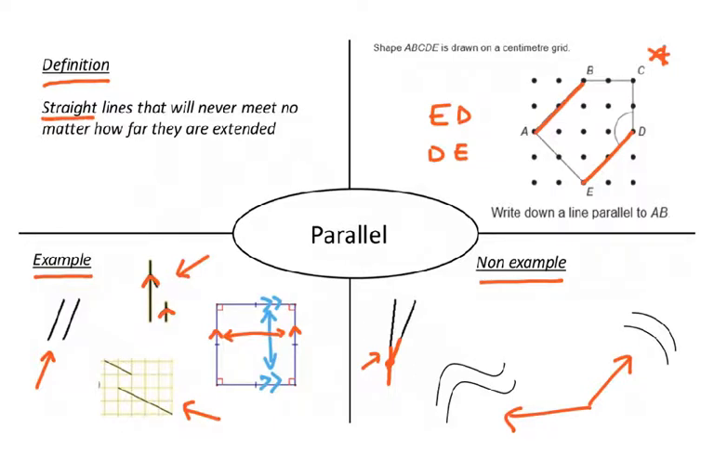The lines have to be straight. These two are curved lines, so they're not classed as parallel, because parallel only applies to straight lines. So, parallel lines are lines that never meet. You might want to pause the video now and just make some notes about that in your book.